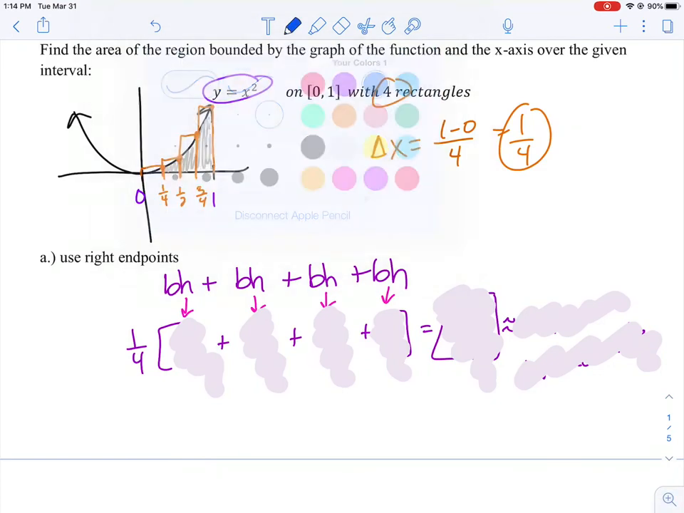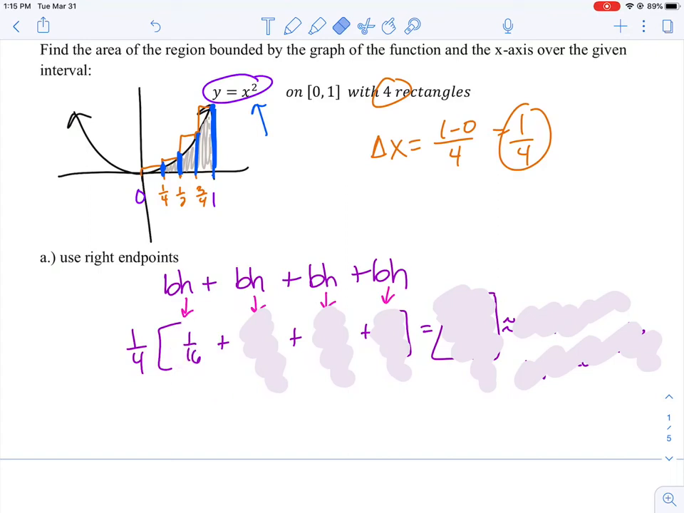Now I want you to look carefully at this graph. You notice that the height of the first rectangle corresponds to the x value at 1/4. The height, the y value of my second rectangle corresponds to x equals 1/2. The y value of my third rectangle corresponds to x equals 3/4. And the y value, the height of my fourth rectangle, corresponds to x equals 1. So I should be able to use my function to figure out the y value when x is 1/4, the y value when x is 1/2, the y value when x is 3/4, and the y value when x is 1 by plugging those values in.